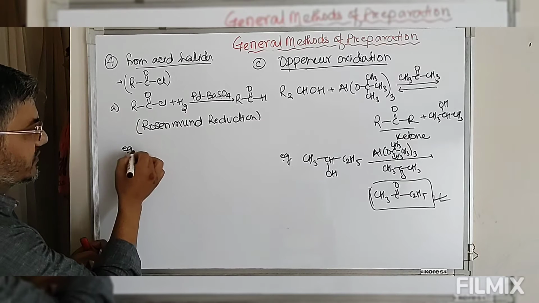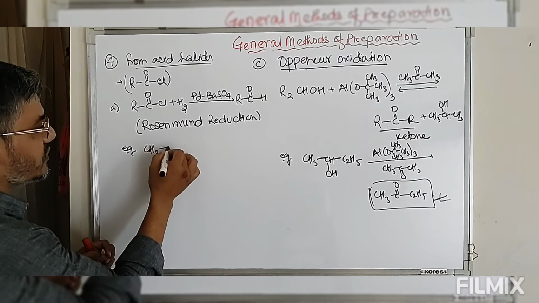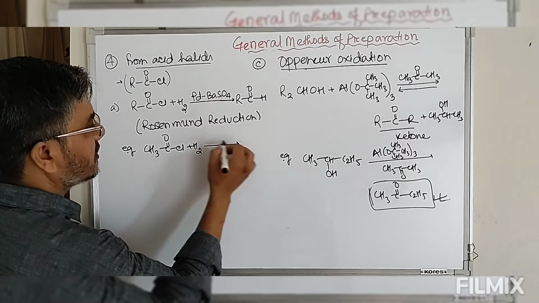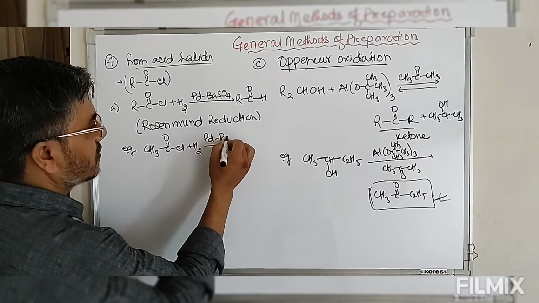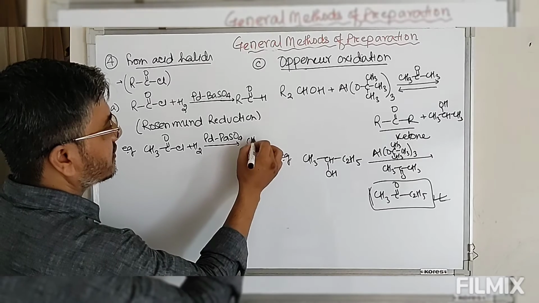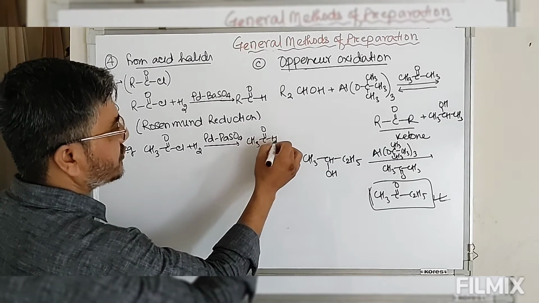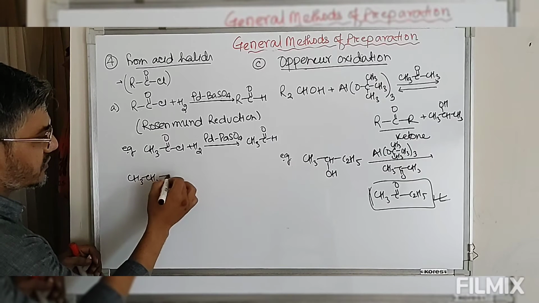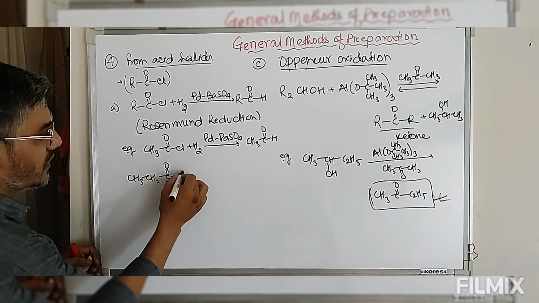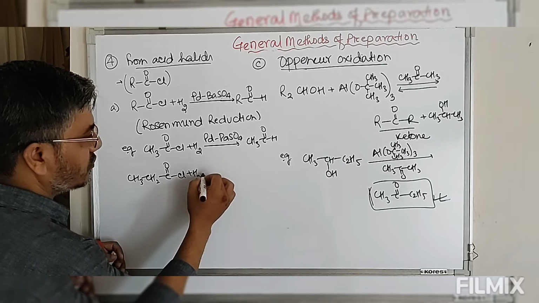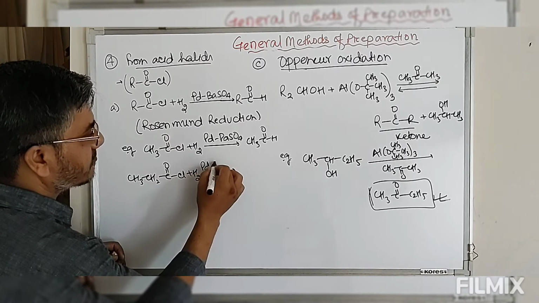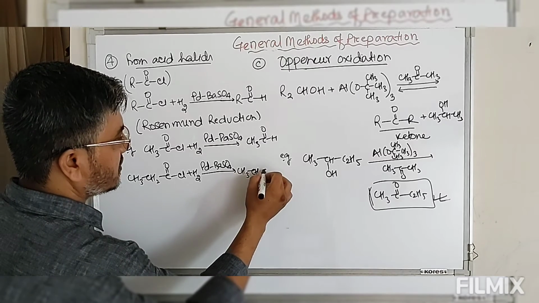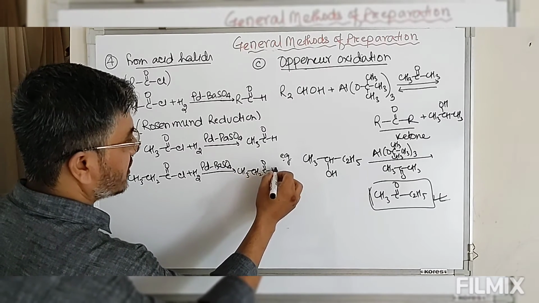So we have this example. Suppose we have CH3, C double bond O, Cl. Now we react this with hydrogen in presence of the reagent. So this is being converted into CH3, C double bond O, H. Take another example, suppose CH3, CH2, C double bond O, Cl. Now this is made to react with hydrogen in presence of this reagent. This gives you CH3, CH2, C double bond O, H.